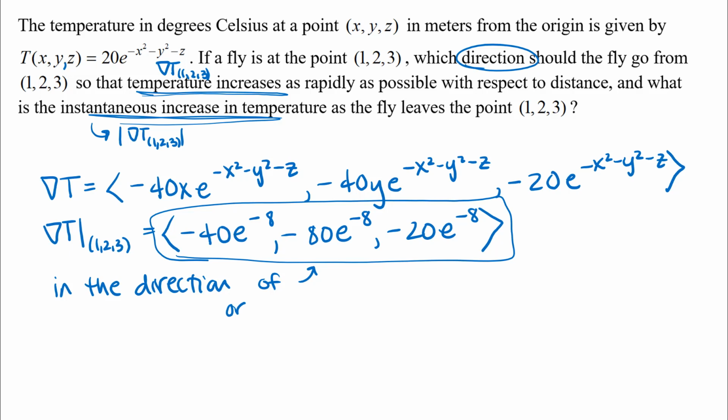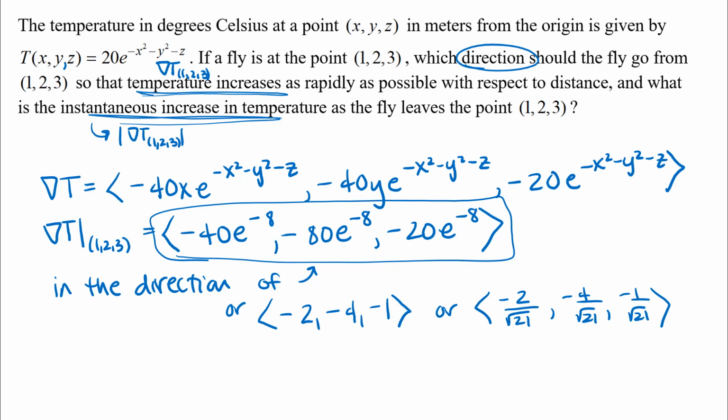We want to make sure that we keep a positive scalar multiple of this vector so that we don't change it to an opposite direction. So this vector, -2, -4, -1 would work, or if you prefer to give your direction as a unit vector, you could do that as well. Any of those would work for the direction of the vector. Be sure, if you're doing online homework, that you're paying attention to what it's asking you to enter for your answer, and how it wants you to give that answer.